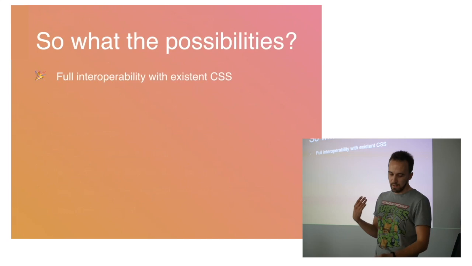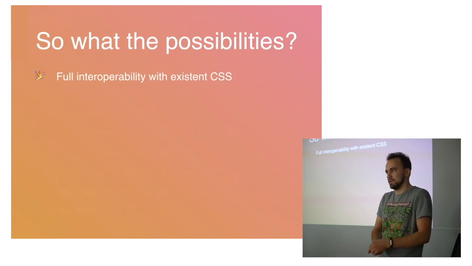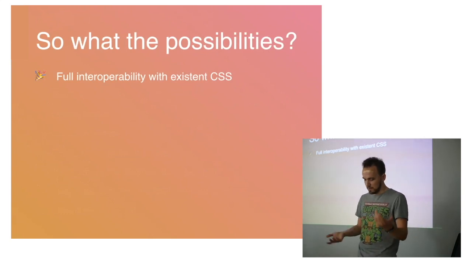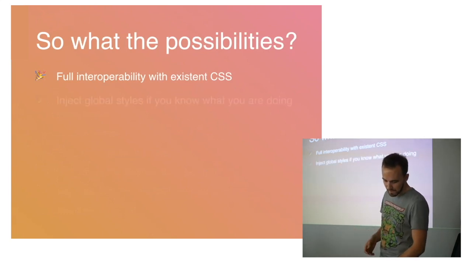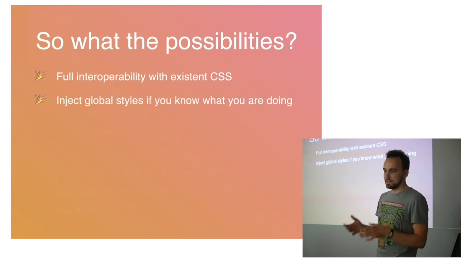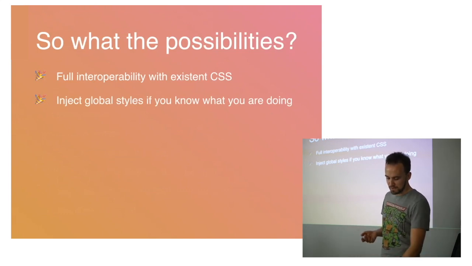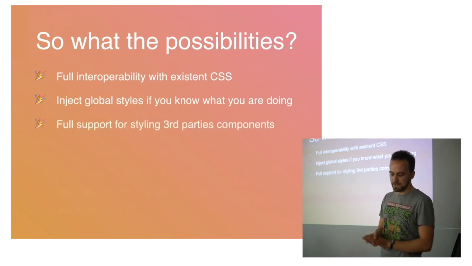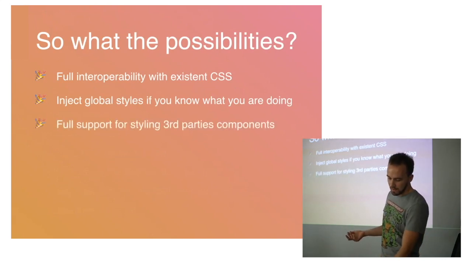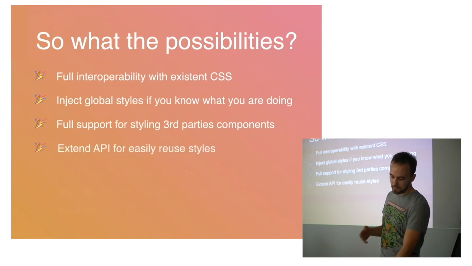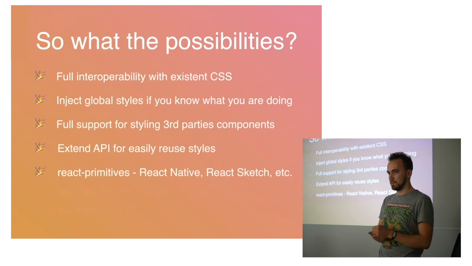Another is full interoperability with existing CSS, so if you still have a lot of CSS, you can easily work with it and use both approaches. You can still inject global styles with these solutions if you know what you are doing. Full support of styling third-party components. Extend API for easy reuse of styles, and React Primitives, which is another amazing thing.